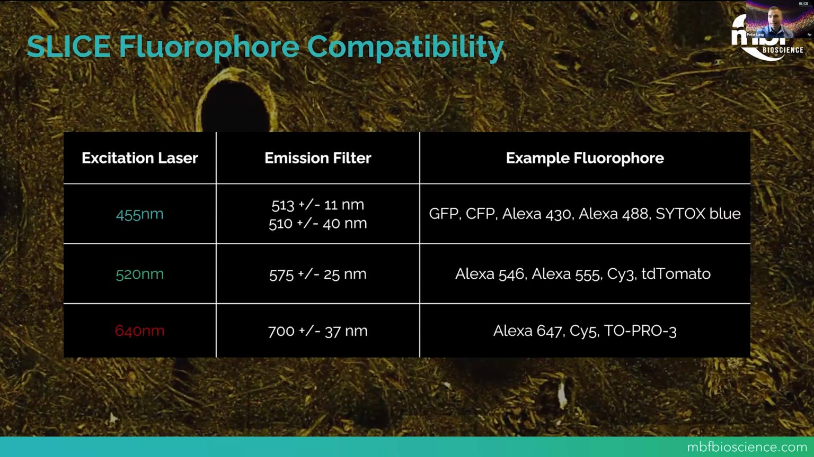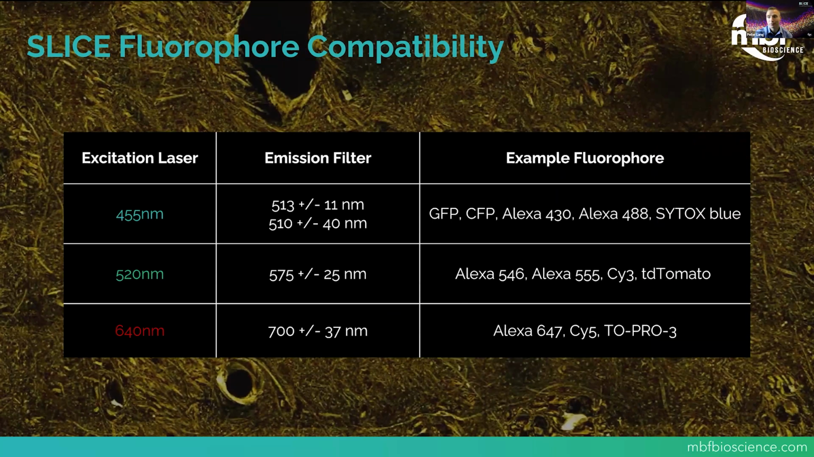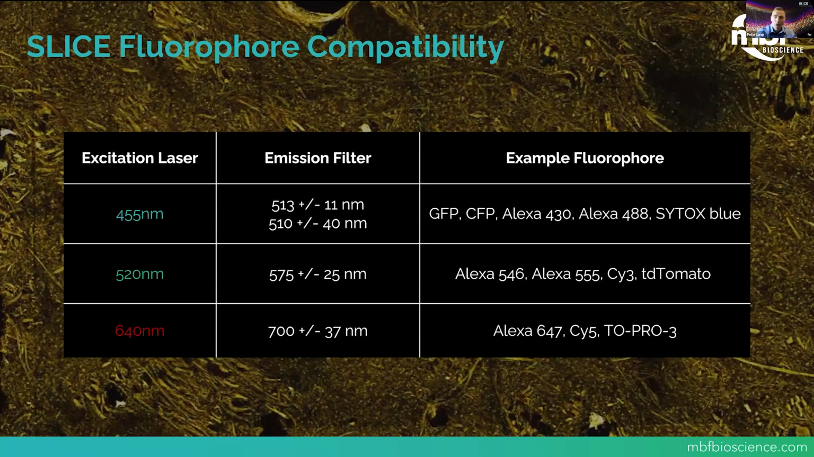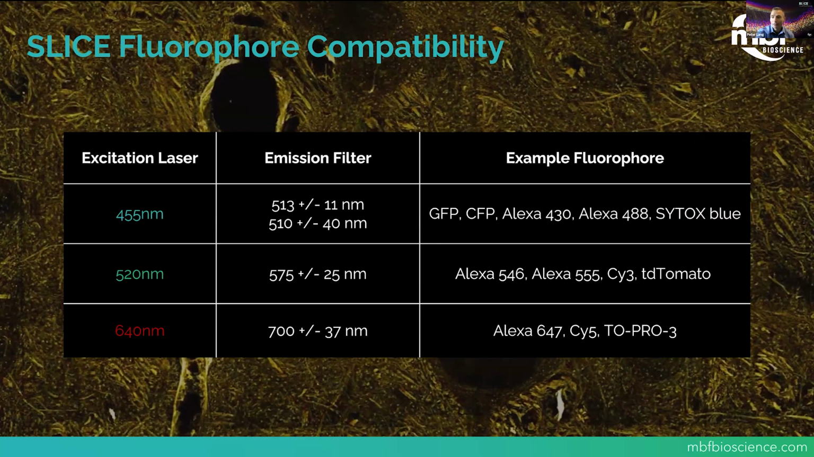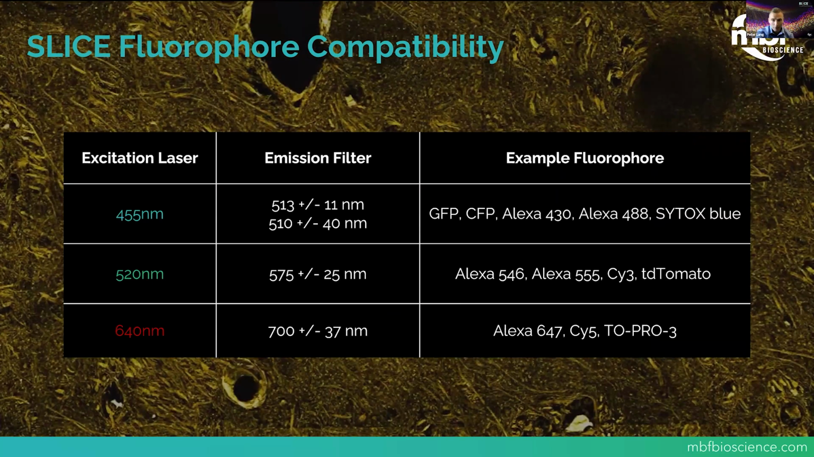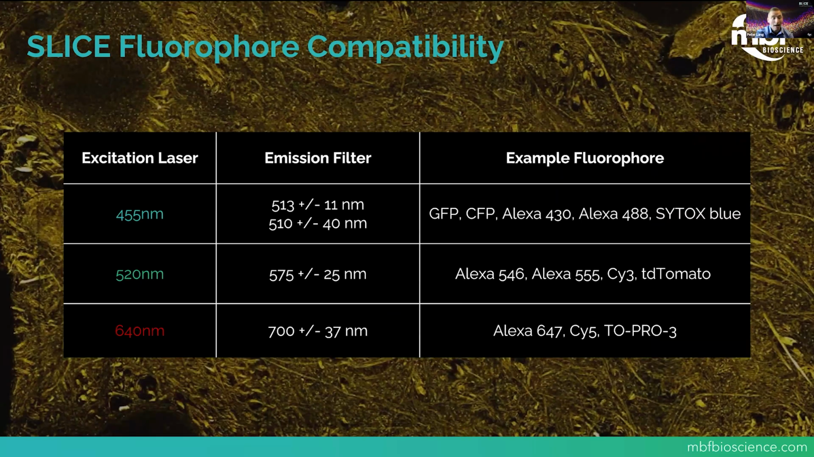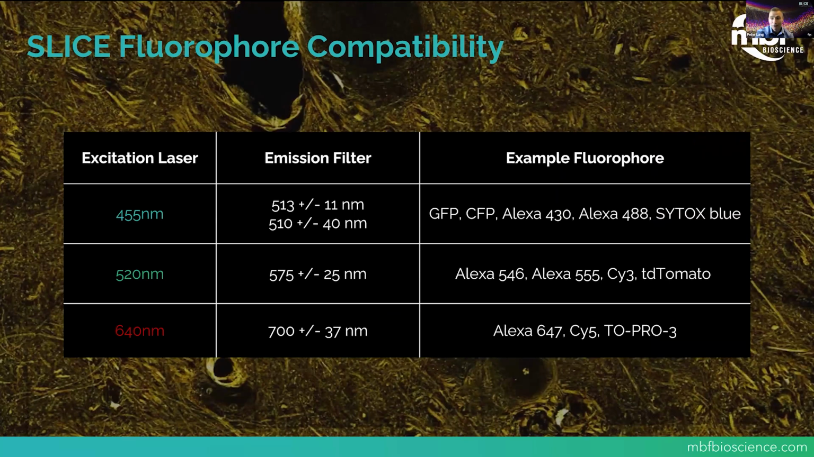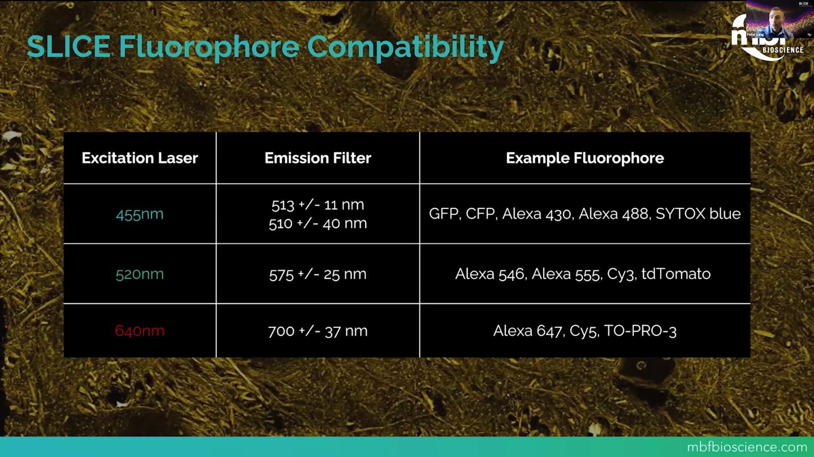Just want to briefly highlight the fluorescence detection capabilities of the system. As mentioned, the SLICE platform has 3 excitation channels, which correspond to blue, green, and red spectral ranges, commonly used in biological imaging. These excitation wavelengths are paired with optimized emission filters in that motorized emission wheel that allow for detection of many widely used fluorophores.